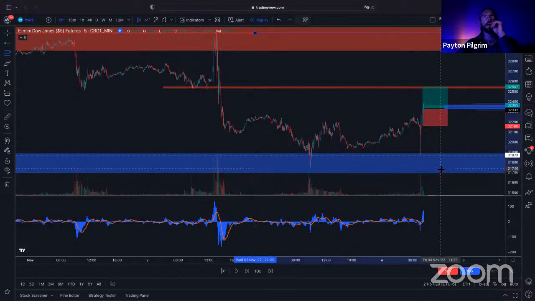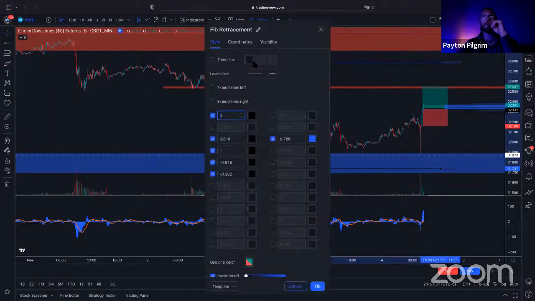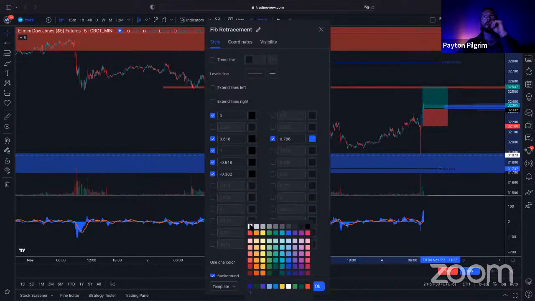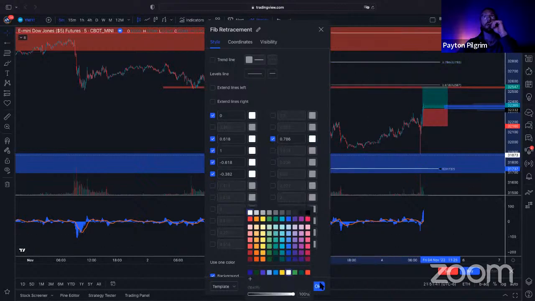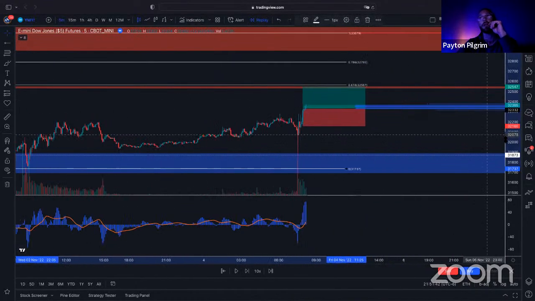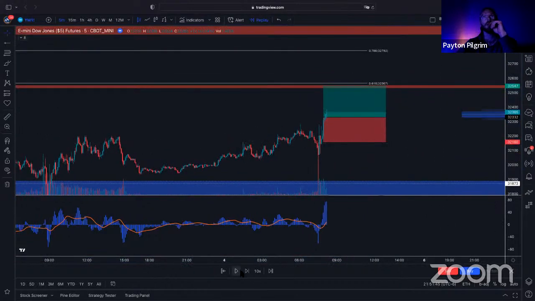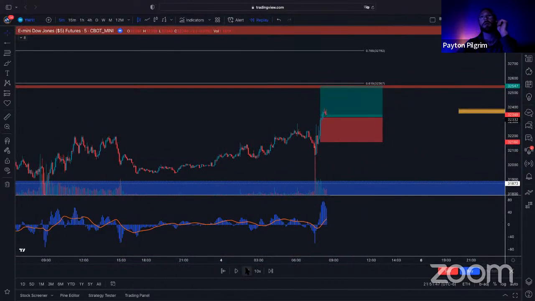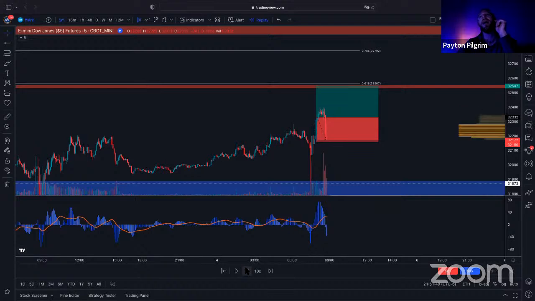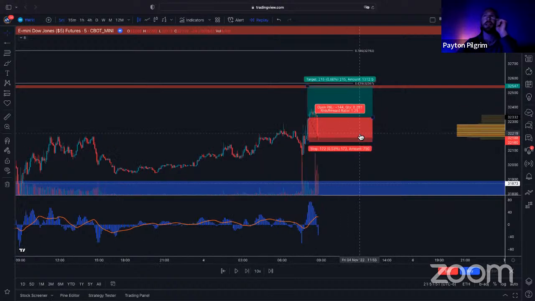But there is a fib right here, 78.6, which means the others are close. Yeah, no, it should get there. This should be a good trade. Let's go. Man, yeah, a little early.